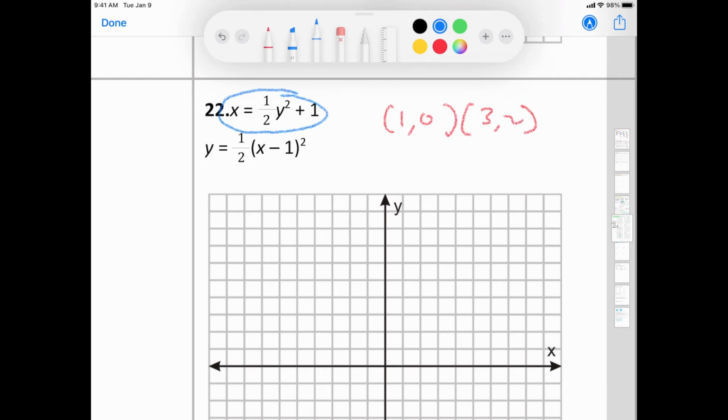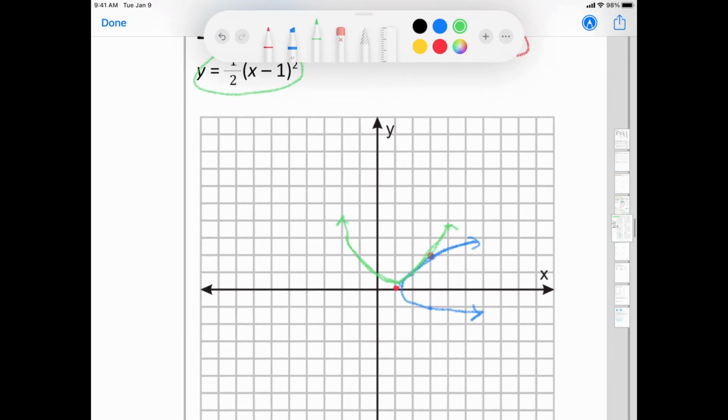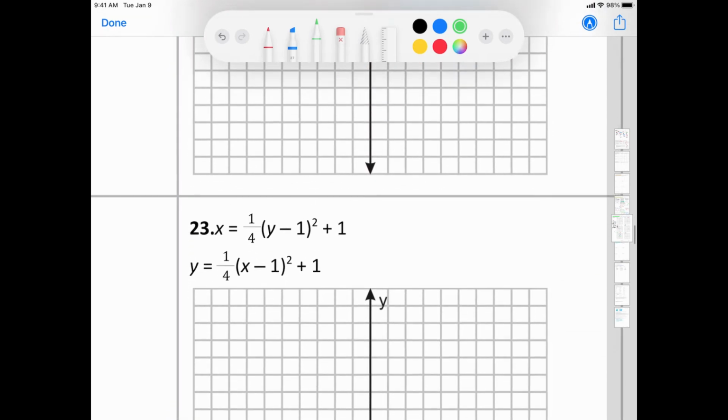So this is the, let's graph these. This helps me. Right 1, 0, right 3, up 2. I think our graph kind of look like this. Green one shifted over to the 1.